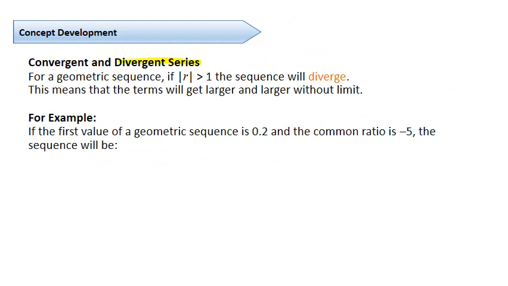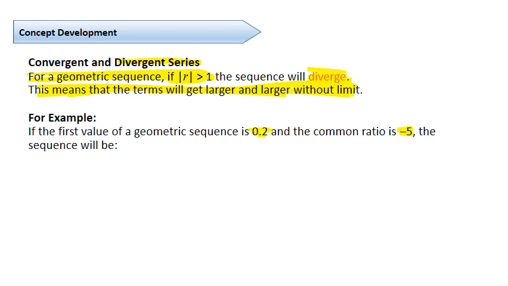In a divergent series, if the geometric sequence has a common ratio of greater than 1, the sequence will diverge or go to infinity. Now this infinity could be a positive infinity or a negative infinity, and it gets larger and larger without a limit. It means it goes on forever and forever. Let's have a look at a quick example here. The first term of the geometric sequence is 0.2 and the common ratio is -5.